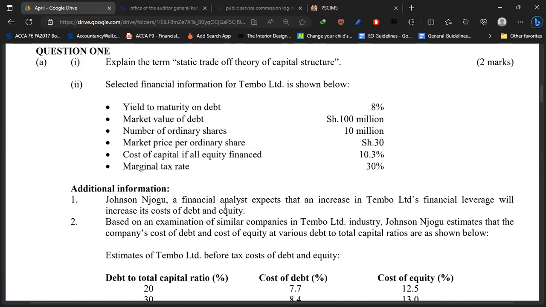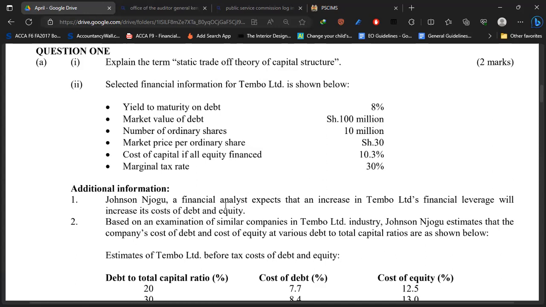The selected financial information for TEL Limited is shown below. Yield to maturity on debt, 8%. Market value of debt, 100 million shillings. Number of ordinary shares, 10 million. Market price per ordinary share, 30 shillings. Cost of capital if all equity financed, 10.3%. Marginal tax rate, 30%.